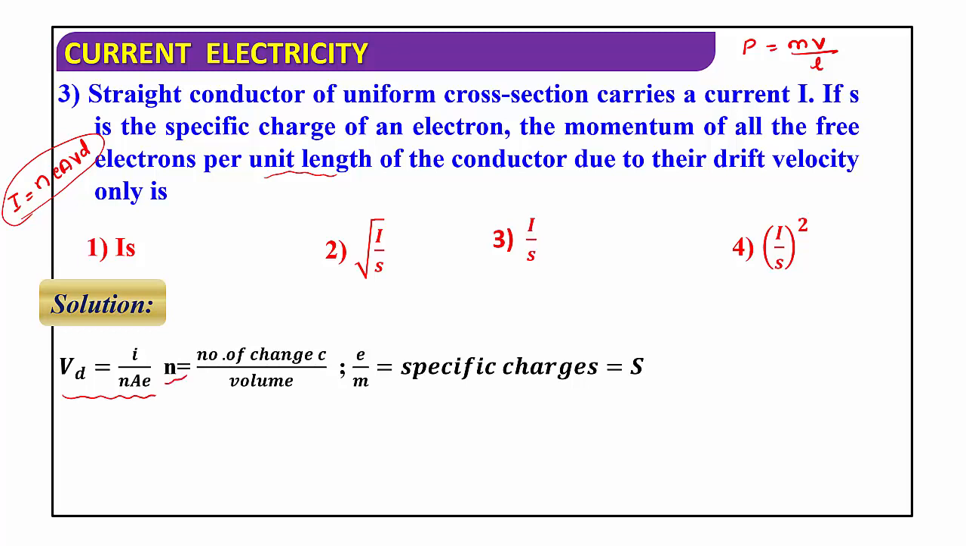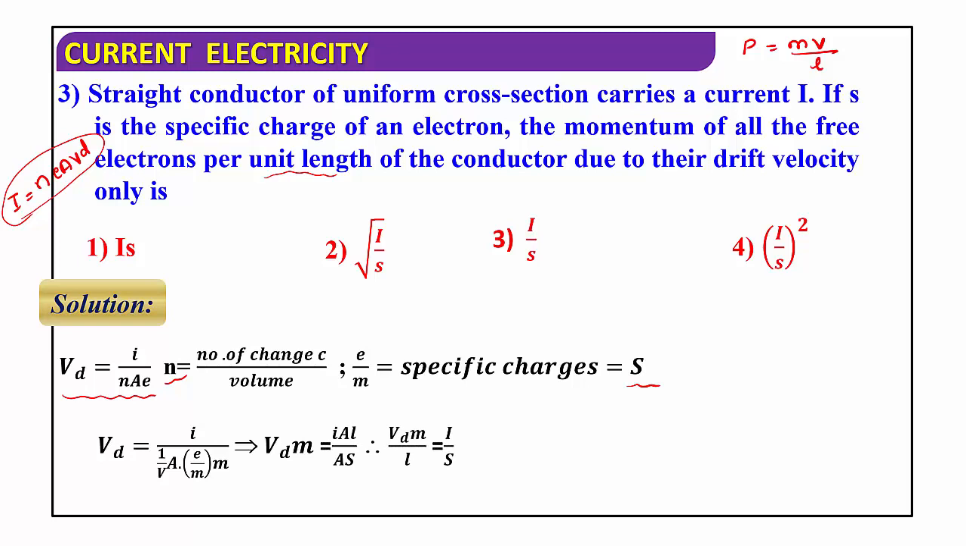So what is n here? Small n indicates the number of charges per unit volume. Then specific charge is represented by S. S equal to what? e divided by m. This is the charge of the electron per unit mass, which is called specific charge. So these points we are using to find the momentum of all the free electrons per unit length.